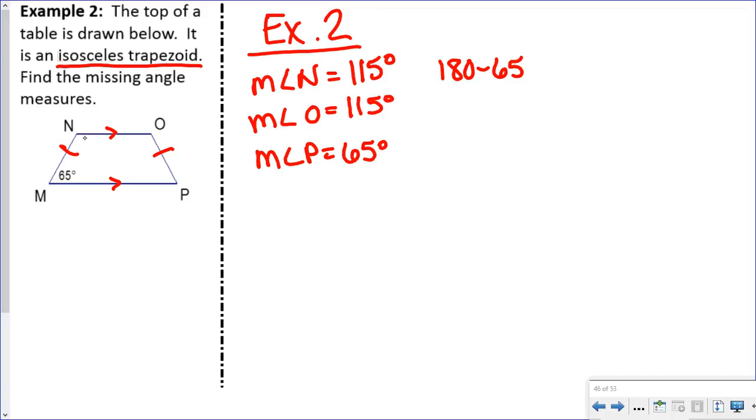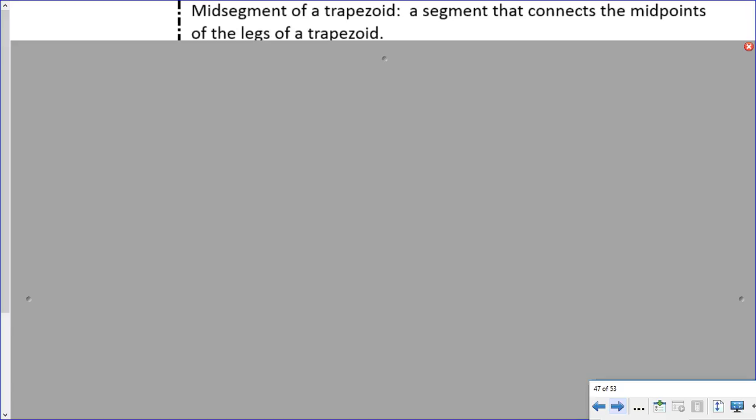Now from 8.1, what's the sum of the measures of the interior angles of a quadrilateral always going to be? Well, remember that was 180 times n minus 2, and n is 4, so 180 times 4 minus 2. 180 times 2 is 360. So every quadrilateral adds up to 360, so that's another way you could have gone about trying to get N and O. You could add 65 and 65, subtract that from 360, and if you divide that number by 2, you would have gotten each of the angles. So lots of different ways you could think about it. All right, more vocabulary.